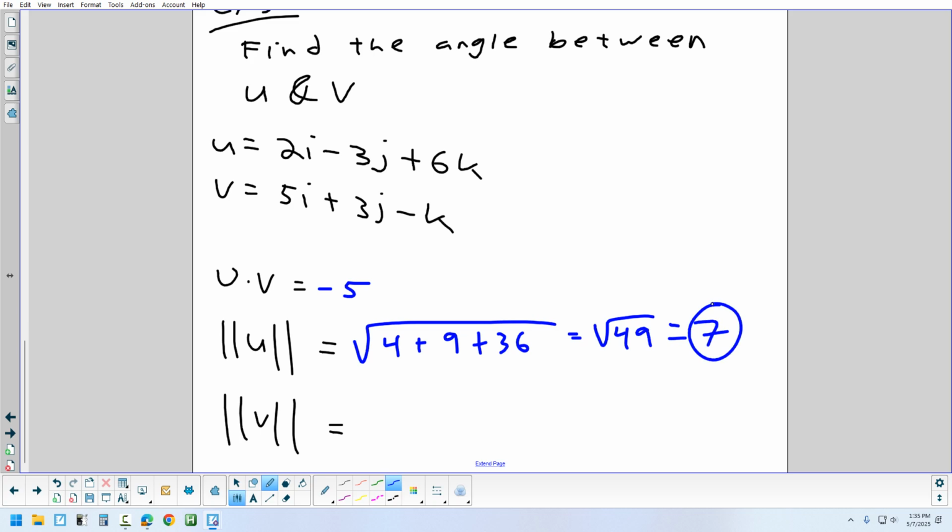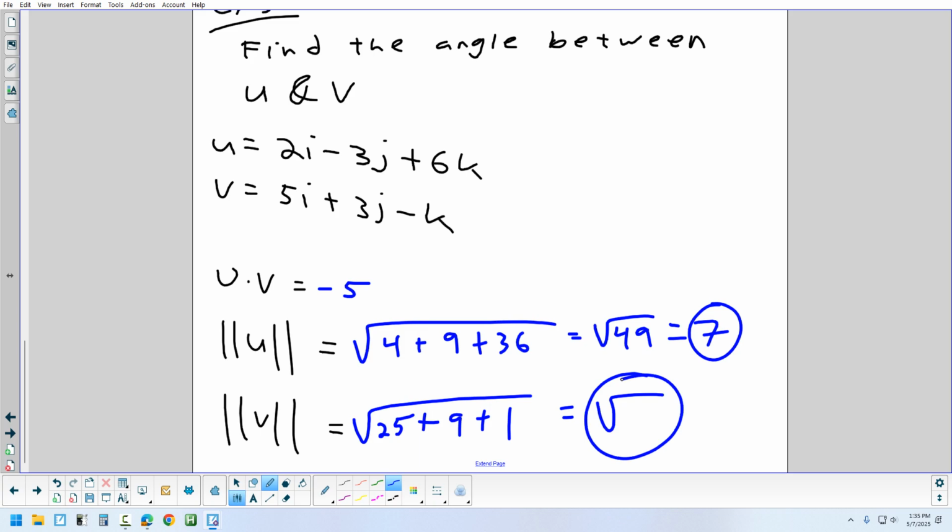How about the magnitude of v? Square root of 25 plus 9 plus 1 equals 35, so the square root of 35. That's all you can do, it doesn't simplify. If it was square root of 36, it would have simplified nicely, but it's not.